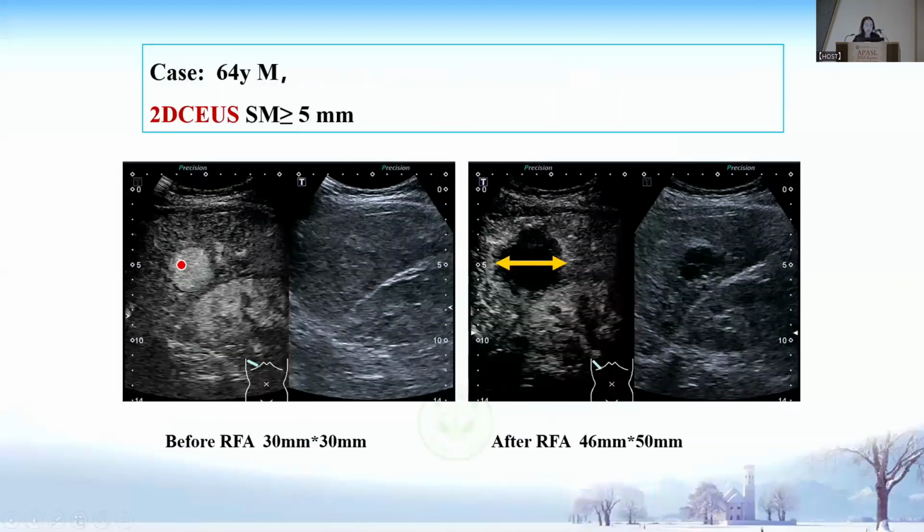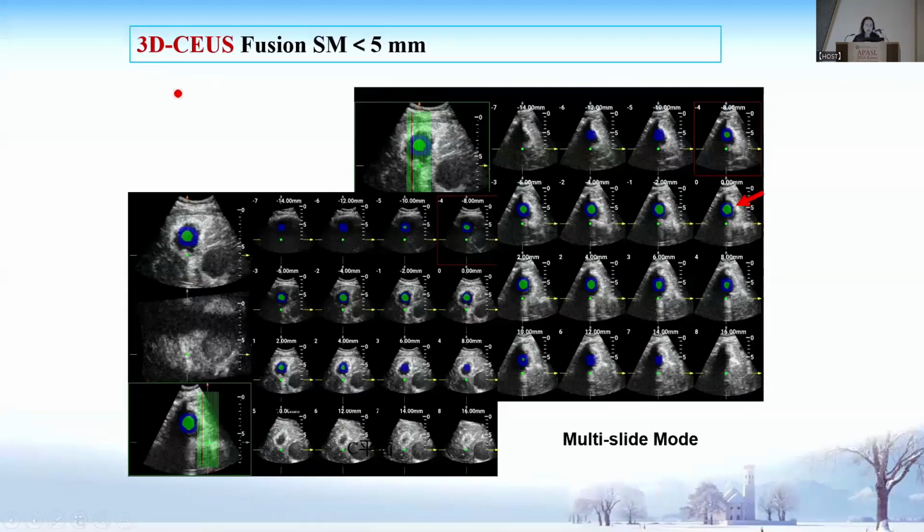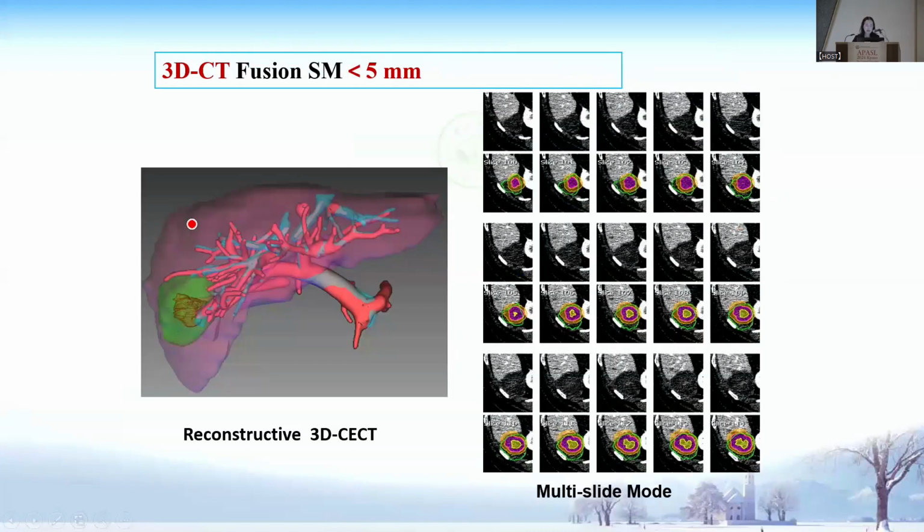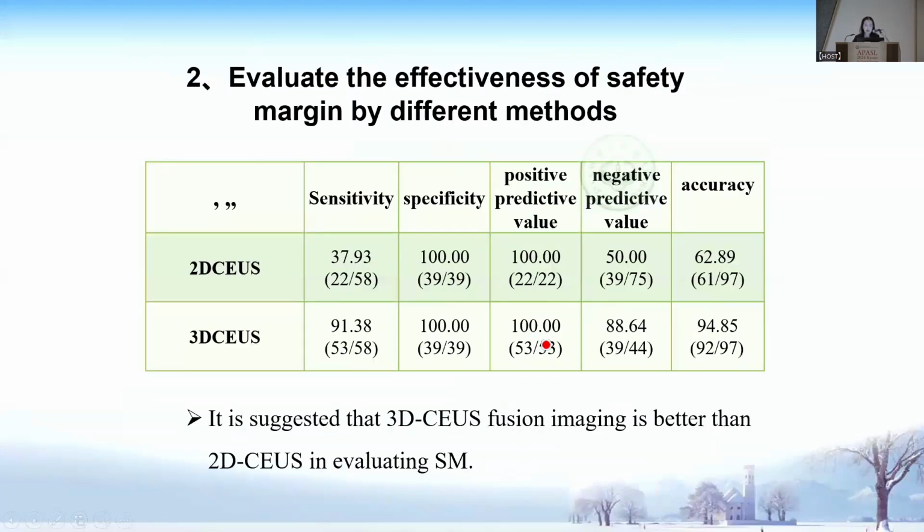For this case, we can see the tumor is here, and the bigger area is after ablation. By judgment, the diagnosis of the patient is complete ablation. But by the 3D contrast fusion, we can see that in this area the safety margin is less than 5 millimeter, and in the 3D CT, we found the same situation. Just in this area, the patient had local recurrence after several months.